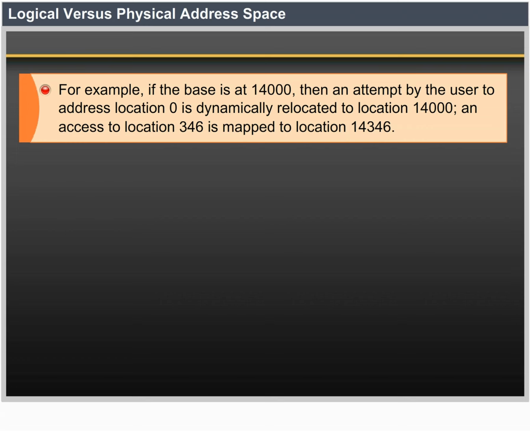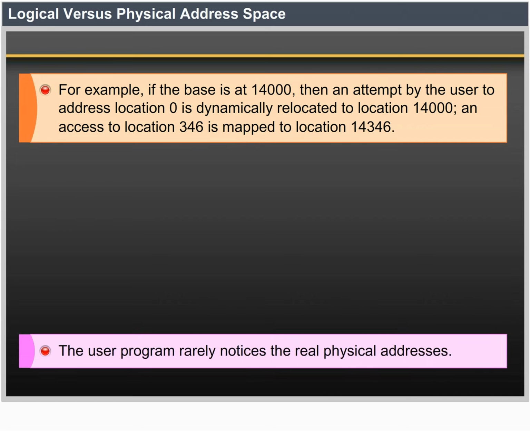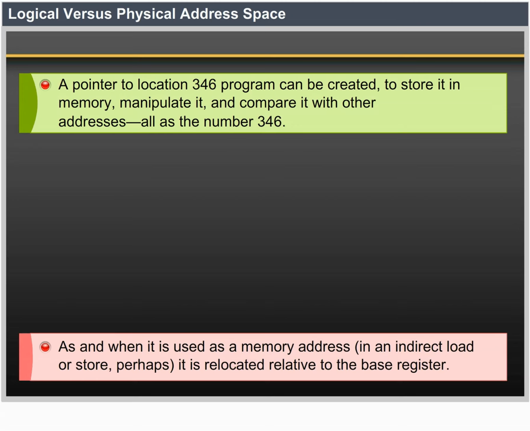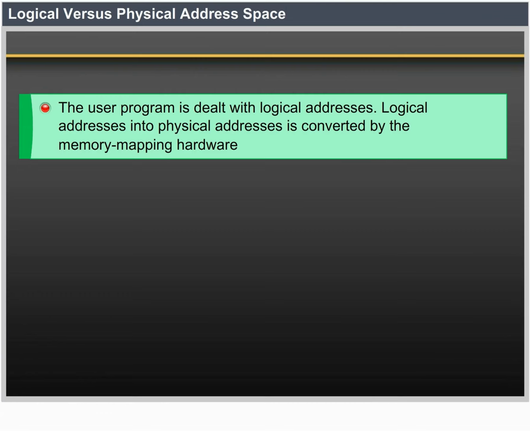The program can create a pointer to location 346, store it in memory, manipulate it, and compare it with other addresses, all as the number 346. Only when it is used as a memory address, in an indirect load or store, perhaps, is it relocated relative to the base register. The user program deals with logical addresses. The memory mapping hardware converts logical addresses into physical addresses. The final location of a referenced memory address is not determined until the reference is made.